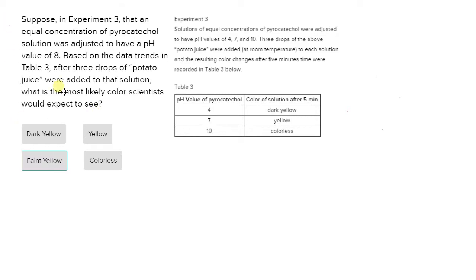Now it's important that in a question that's really wordy and has lots of scientific terminology like pyrocatechol, pH, and all these different things, that you really understand what the question's asking you. So if you ever get confused, read the experiment it's referencing or look to the text to understand. So here, experiment 3 says that solutions of equal concentrations of pyrocatechol were adjusted to have pH values of 4, 7, and 10. 3 drops of the above potato juice were added at room temperature to each solution, and the resulting color change after 5 minutes time were recorded in table 3.